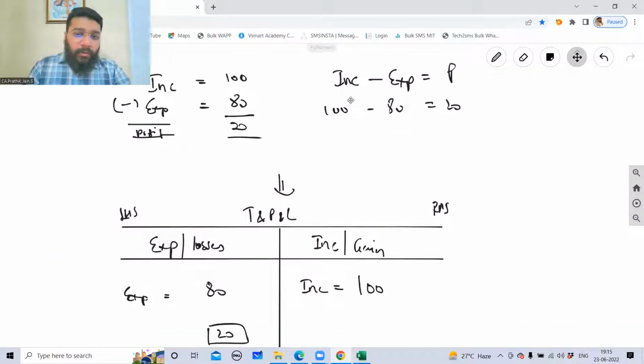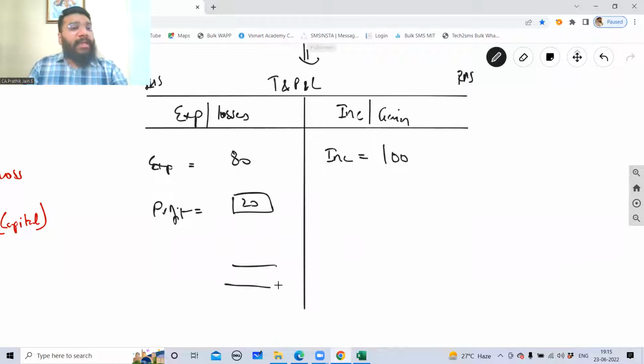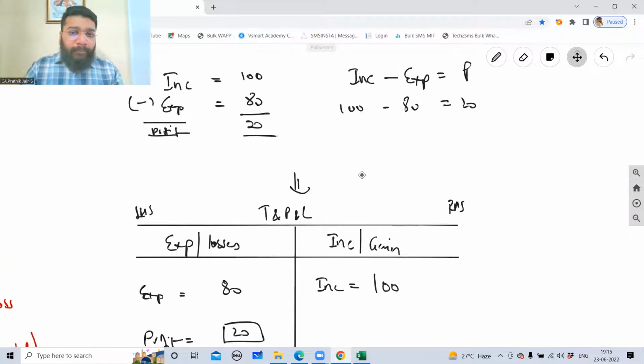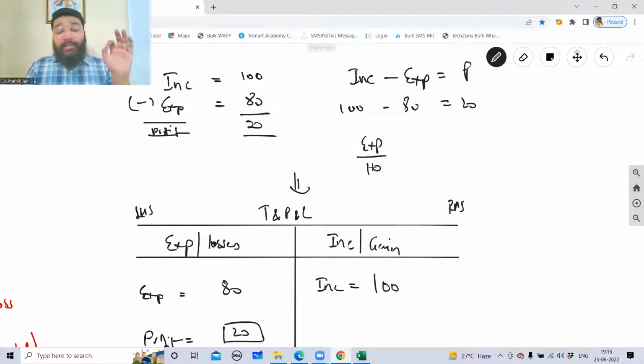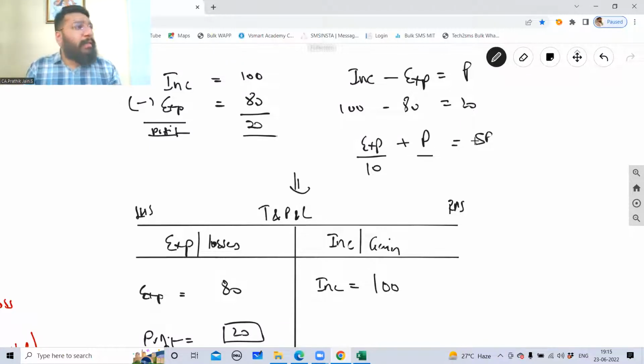Are you able to follow? So this presentation is designed in such a way, guys, that at the end, if you do the total of the left hand side and the total of the right hand side, it will be 100. This is to have a check. For example, I buy a pen costing 10 rupees. Will I sell it as it is for 10 rupees? What will I add to it? I'll add my profit margin. So can I say expense plus profit is equal to selling price? Selling price is nothing but income.